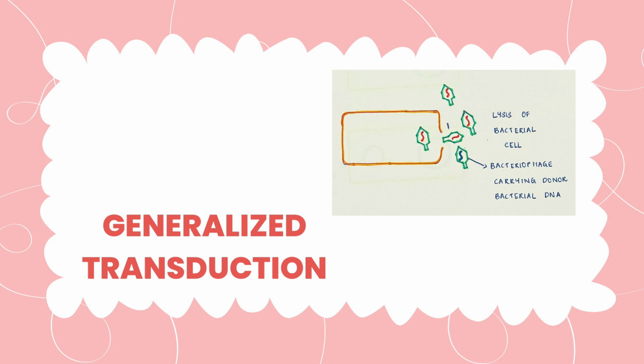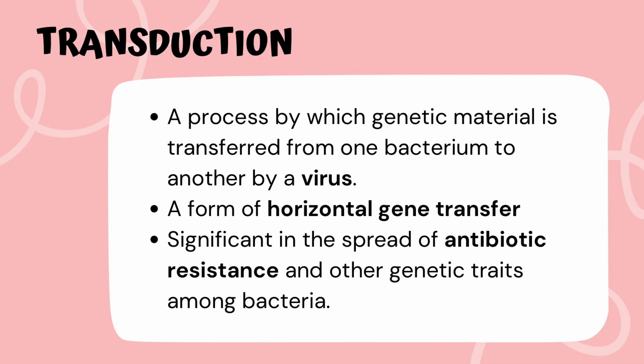Today let's learn about the generalized transduction process. Transduction is a process by which genetic material is transferred from one bacterium to another by a virus. In simple terms, we could say that it is a process where bacteria get new genetic material from viruses. It is a form of horizontal gene transfer because transduction transfers genetic material from one bacterium to another, often between unrelated bacterial cells. It is significant in the spread of antibiotic resistance and other genetic traits among bacteria.